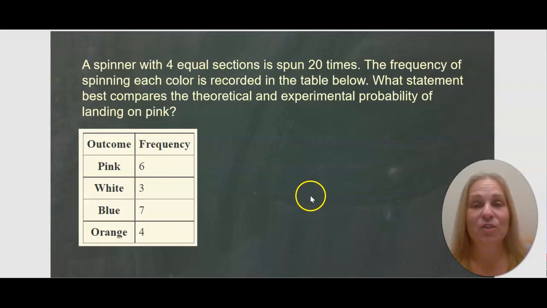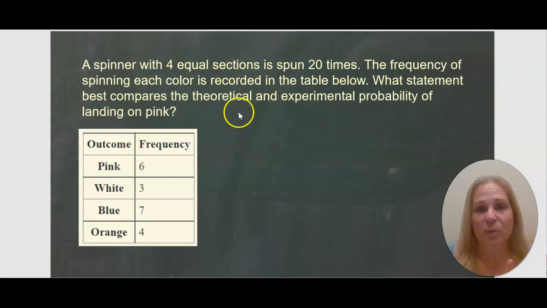A spinner with 4 equal sections is spun 20 times. The frequency of spinning each color is recorded in the table. What statement best compares the theoretical and experimental probability of landing on pink? Let's talk about the theoretical probability first. So the spinner has 4 equal sections, right? So pink is just one of those out of a total of 4, right?